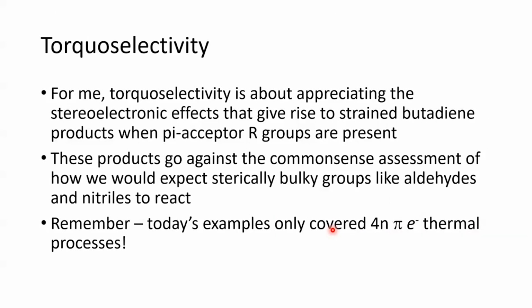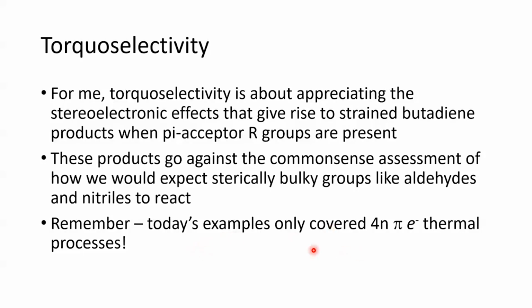For me, it's about appreciating the stereoelectronic effects that give rise to these really strained butadiene products when pi acceptor R groups are present. This certainly goes against what I expect to be the primary products that you would see when you're dealing with sterically bulky groups, and really shows the importance of understanding the orbital configuration around the breaking bonds in these pericyclic reactions.